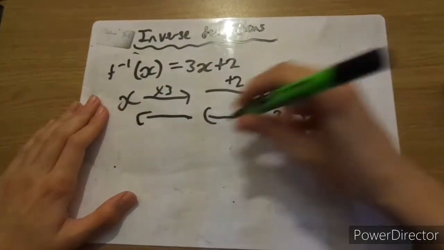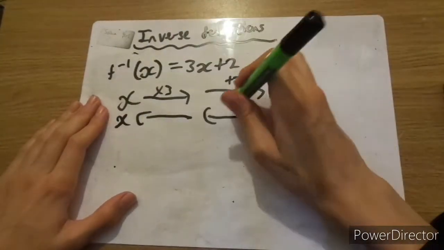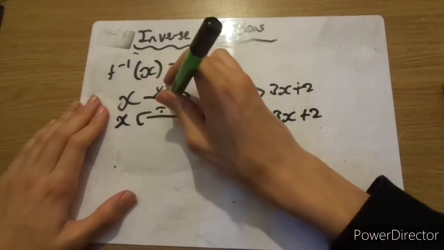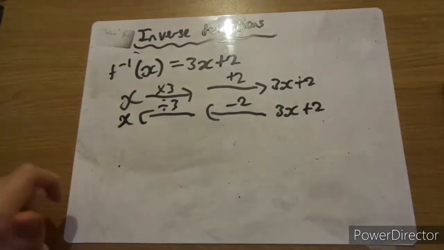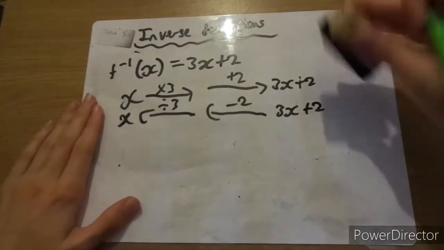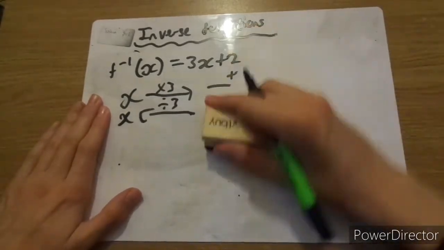So how do you get from 3x add 2 back to x? Well, you'd minus the 2, then divide by the 3. That makes sense? So that's pretty much it for that one. That's just the basics of it.